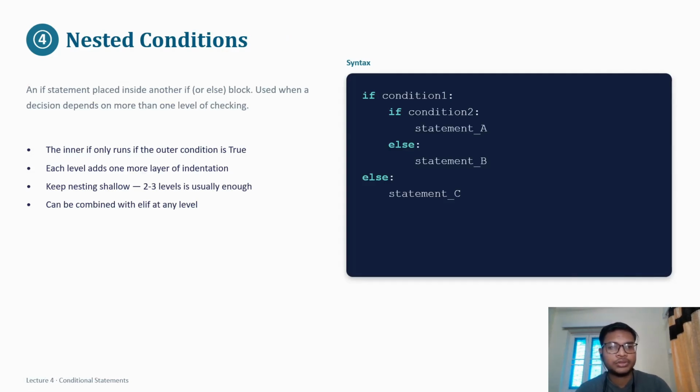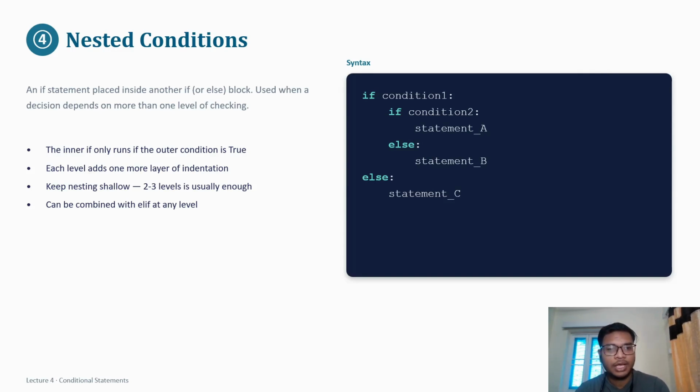Now the fourth one is the most important: nested condition. What do you mean by nested condition? Nested condition means an if statement placed inside another if or else block, used when a decision depends on more than one level of checking. The inner if only runs if the outer condition is true. If the outer condition is false, there is no chance of running the inner if.